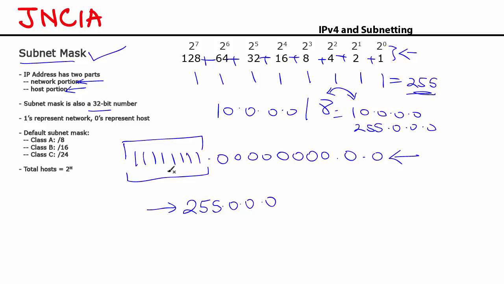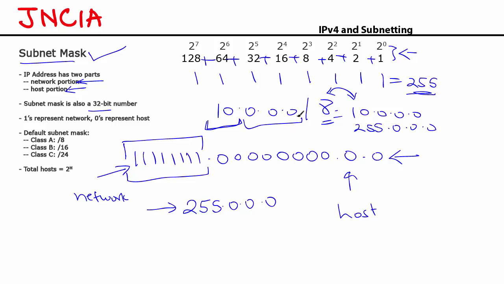The ones in a subnet mask is what is called the network portion. The zeros in a subnet mask is what is called the host portion. So the ones will give you the network address, the zeros will give you the host address. Remember this, my friend. So in this example, 10.0.0.0/8, the first 8 bits represent the ones, which is the network address. The first 8 bits is the first octet. So your network address is this portion. And this portion is your host address.